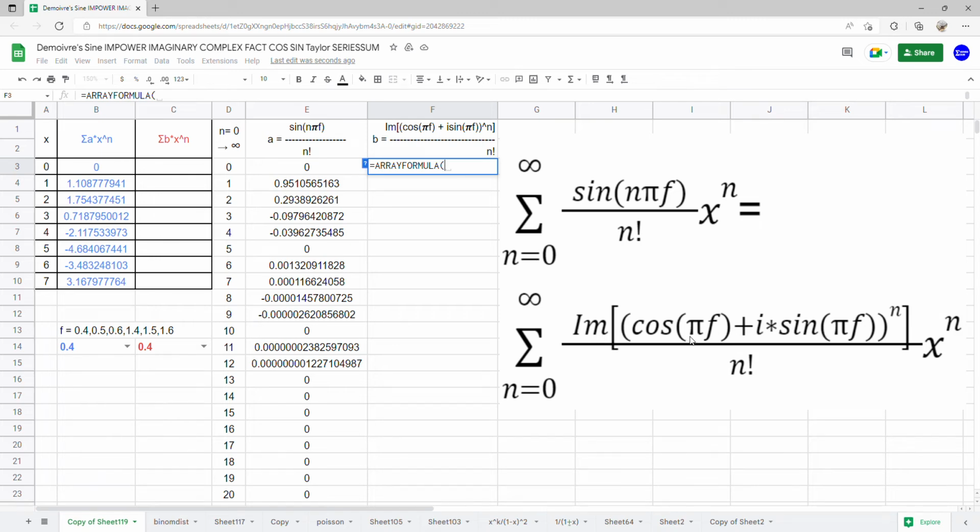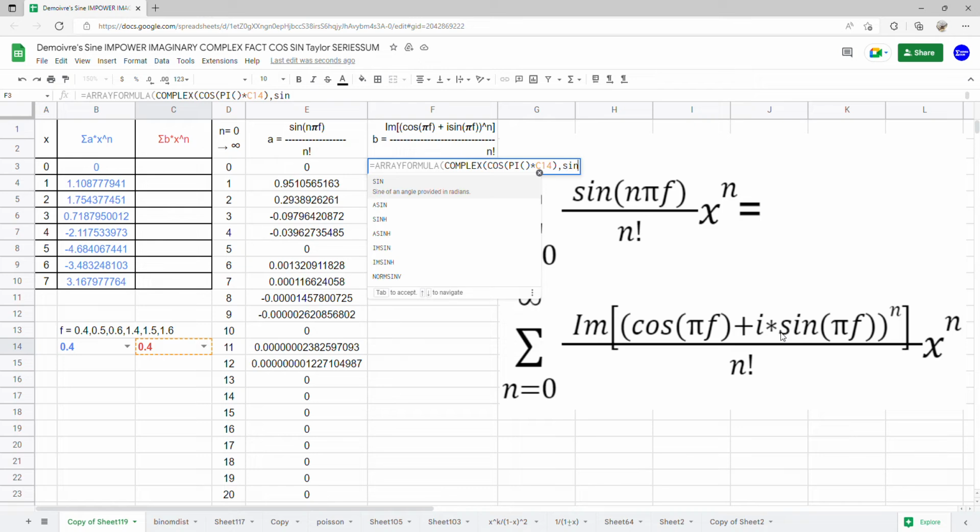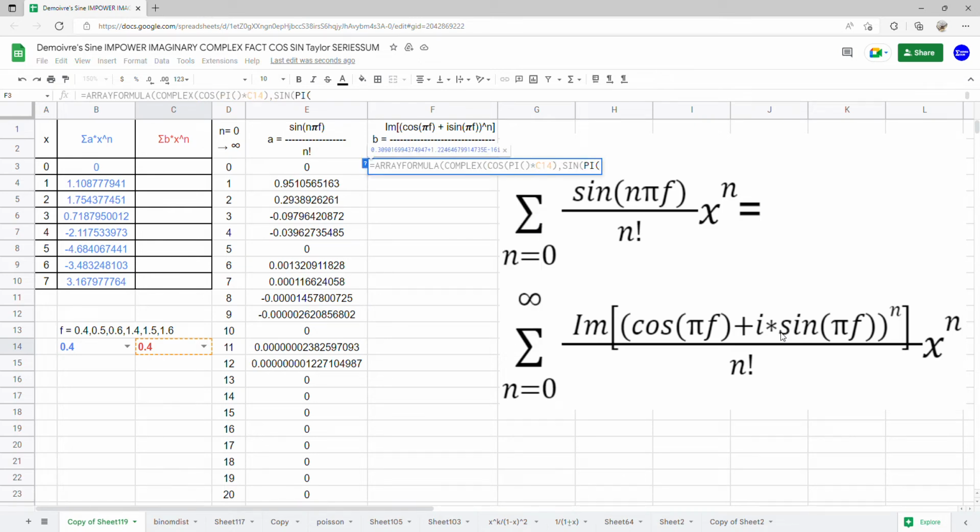So we begin with the complex number. Complex. The first part is cosine pi f, times f. The second part is plus I sine pi f. So comma, that is sine pi times f, and close parenthesis, and enter.